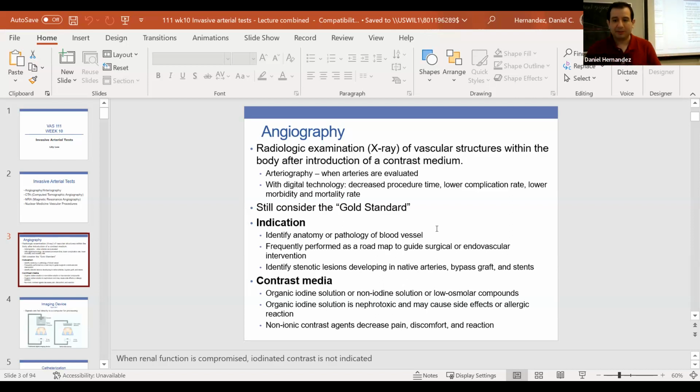The contrast media that we use, we typically use an organic iodine solution or a non-iodine solution. This organic iodine solution is what's called nephrotoxic, so it can affect or damage your kidneys. So patients who have renal disease may not be a candidate for angiography procedures that utilize these contrasts. So we have to assess a patient's renal function prior to doing these tests. Also, patients might have allergic reactions to some of these contrasts as well.